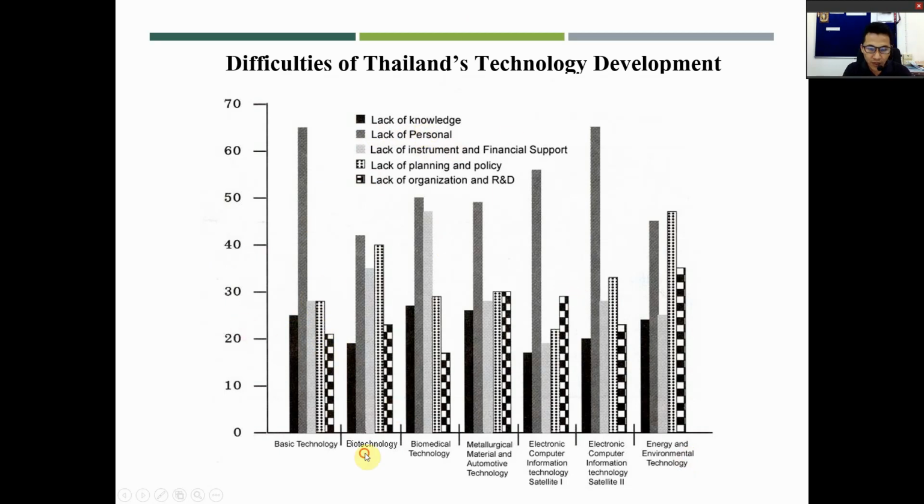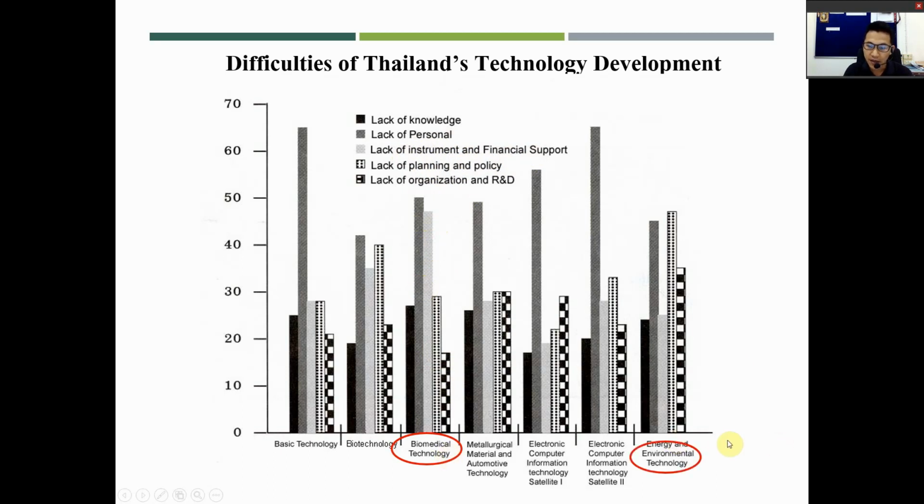For instance, biomedical technology, which is really important because it can help Thai people live longer. Here, what we are lacking is these two: personnel. We need human resources, especially for the medical fields. And of course, the second one is the instrumental and financial support to boost this kind of technology.